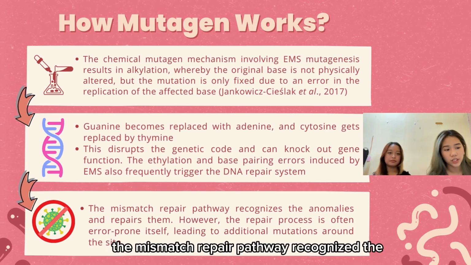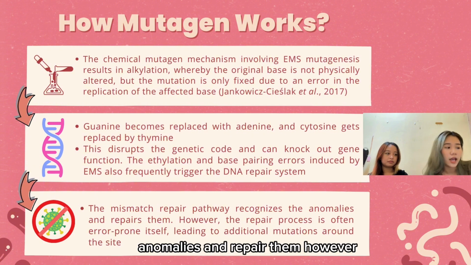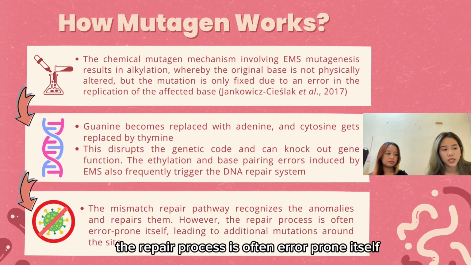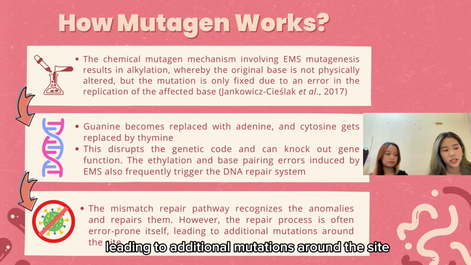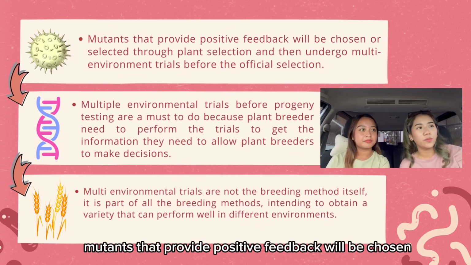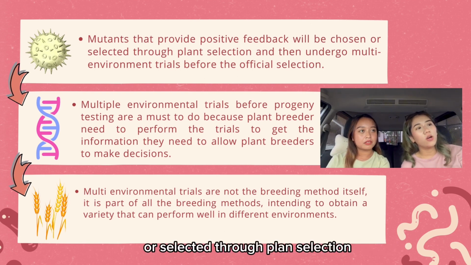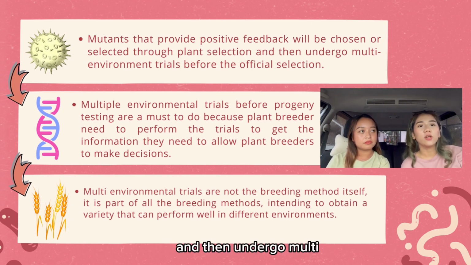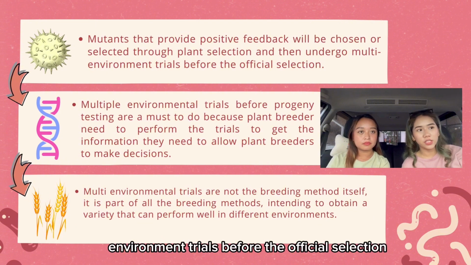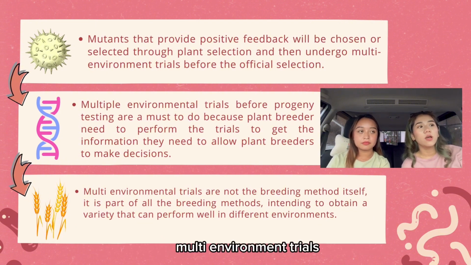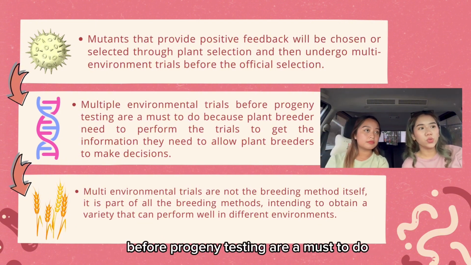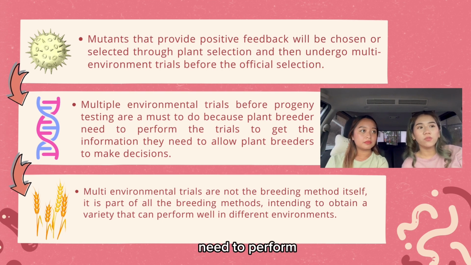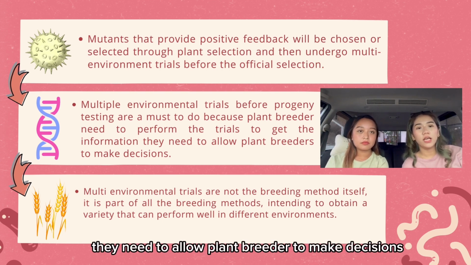The mismatch repair pathway recognizes the anomalies and repairs them. However, the repair process is often error-prone itself, leading to additional mutations around the site. Mutants that show positive results will be chosen through plant selection and then undergo multi-environment trials before the official selection. Multi-environment trials before progeny testing are a must because plant breeders need to perform the trials to get the information they need to make decisions.